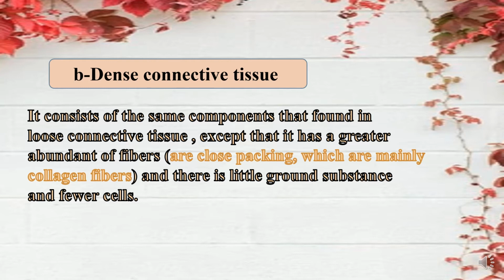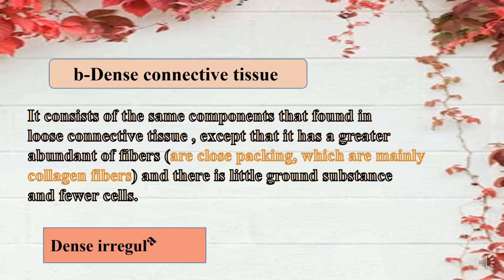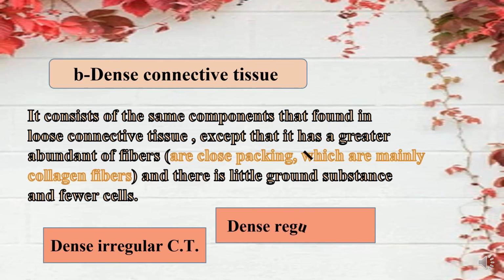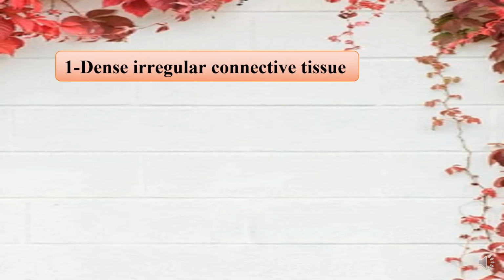This tissue classified into two types, either dense irregular connective tissue or dense regular connective tissue according to the arrangement of these fibers that found in this tissue. dense irregular connective tissue هذا النوع من النسيج اللي يشترك بصفة إنه densely packed of fibers, less number of cells, less amount of ground substance.